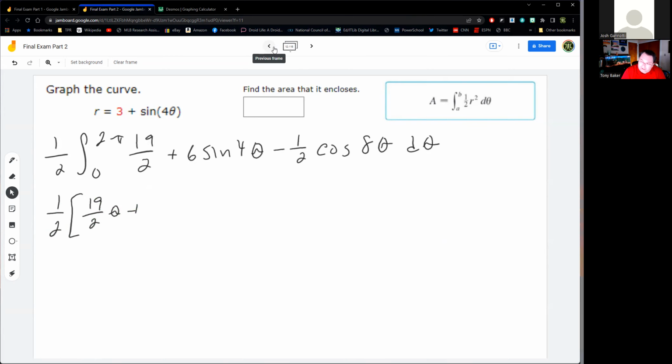plus the six divided by 4 cosine 4 theta. Oh, minus sines and cosines. And then minus 1/16 sine 8 theta. And we're doing it from 0 to 2 pi.